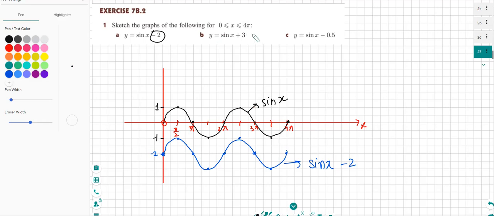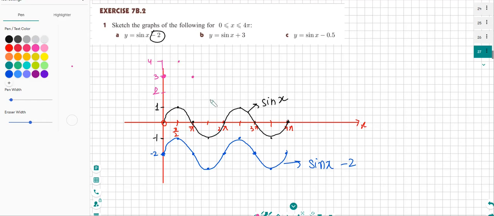What about part B? It's positive 3. Positive 3 means you have to shift this basic graph 3 steps above. So we can shift it very easily. 0 goes to 3, right? Say this is 4. So this point will become this. 1 plus 3 means 4. 0 becomes 3.